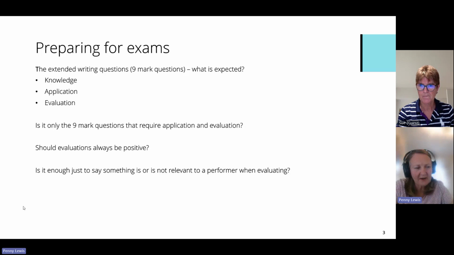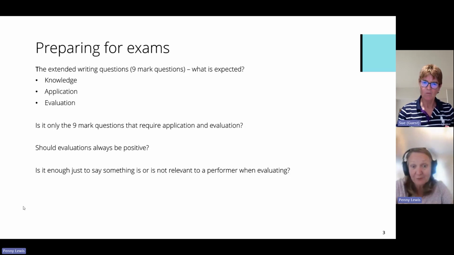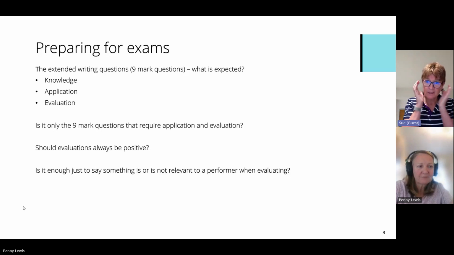Yeah, and I think you probably, in a way, alluded to the next question, which is, is it enough just to say something is not relevant? Okay, you've just answered that, it's no. No, absolutely right. Anything that is not a 1-mark question, not state or identify or name, anything that asks for an explanation or a justification, a judgment has to be made, but it has to be justified.